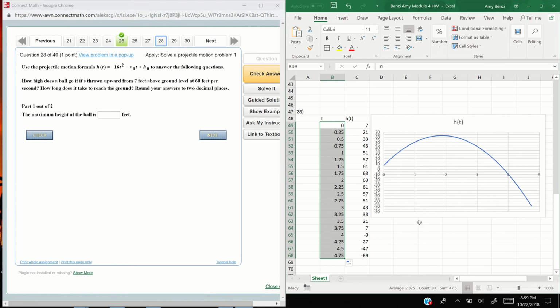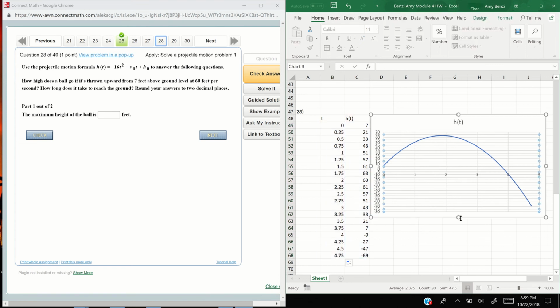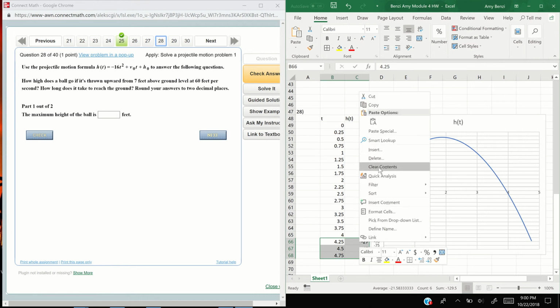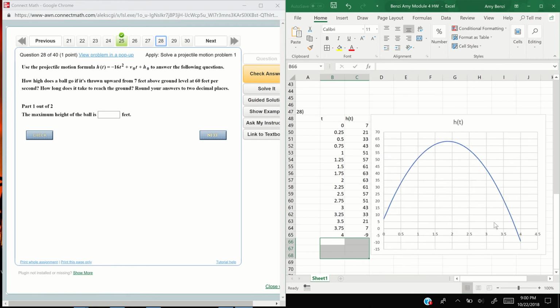Oh, isn't that nice? Do you guys like how that looks? Looks really good. I still went a little too far down. I didn't really need these values. I might keep that -9 just because it at least takes me to my ground level. And I'm just gonna clear those out there. Wow, don't you guys love it?